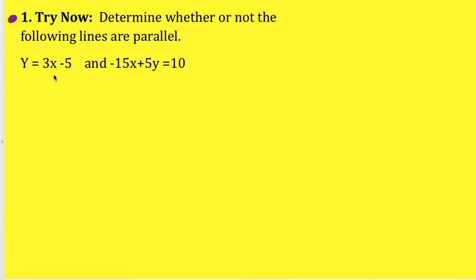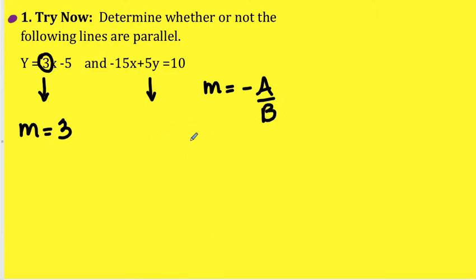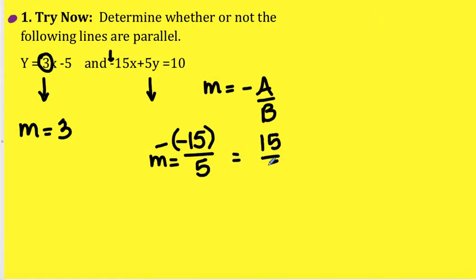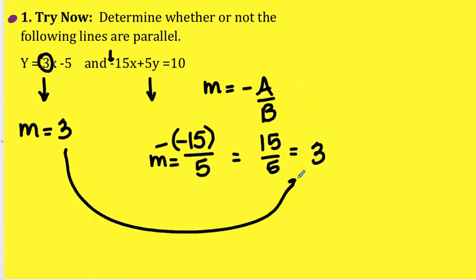All right, so you're back, and I'm hoping you saw that this first one is in y equals mx plus b, and so our m would be 3, right there, okay? I'm hoping you recognize the second one was in standard form, so you can do negative a over b, okay? So you did negative negative 15 over 5, because there's a negative there, I barely saw it, which is going to give me 15 over 5, which is going to give me 3, okay? So the slopes are the same, so the lines are parallel. So you're going to want to make that statement.